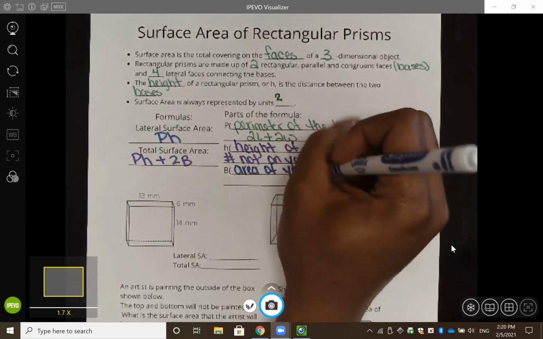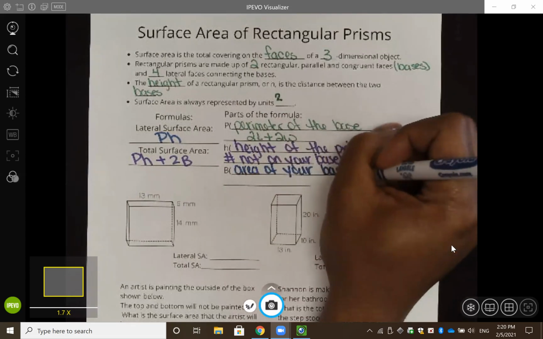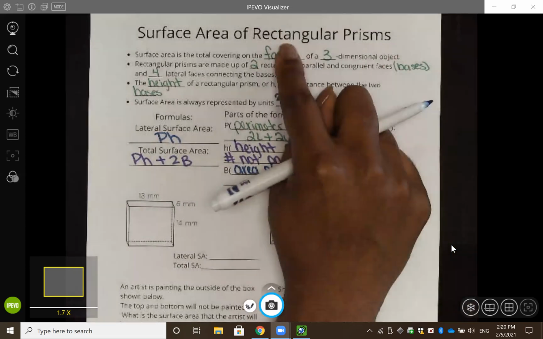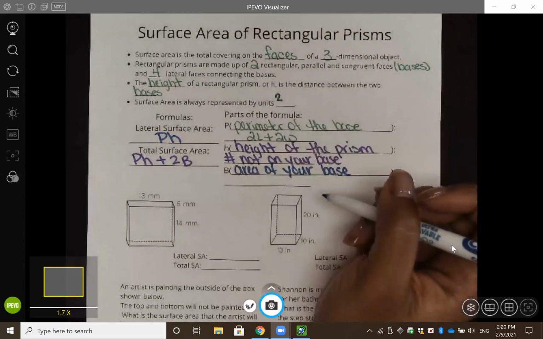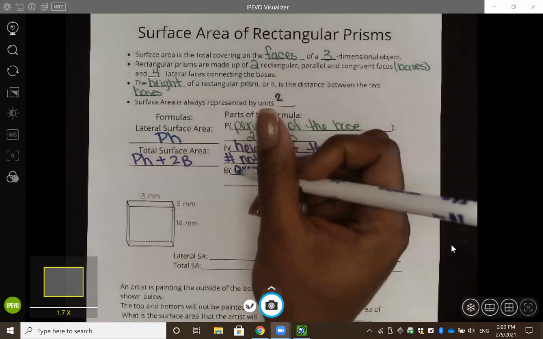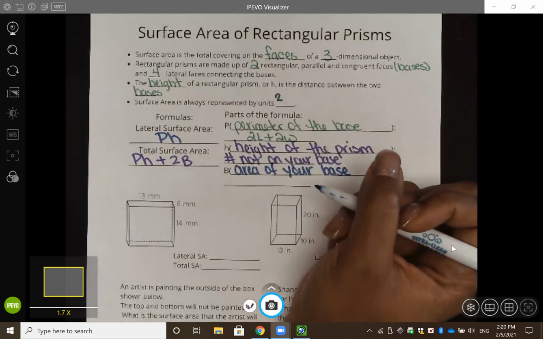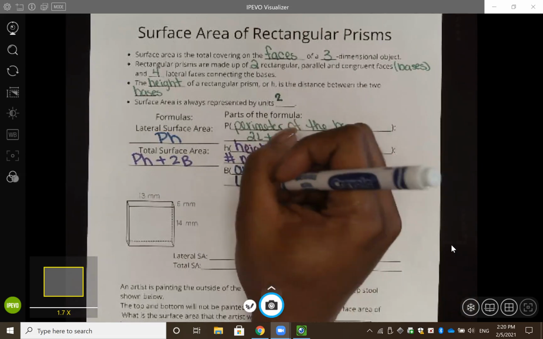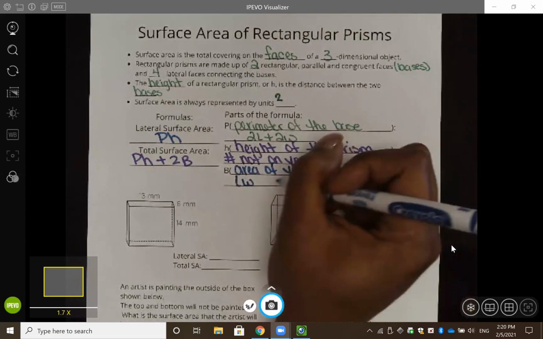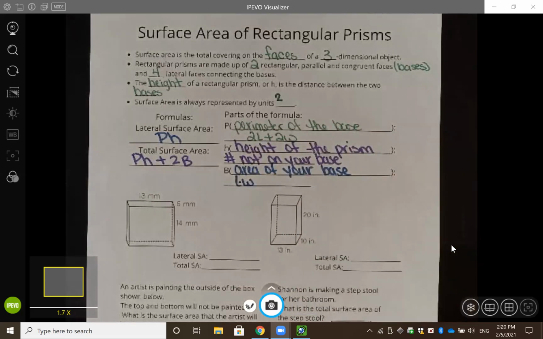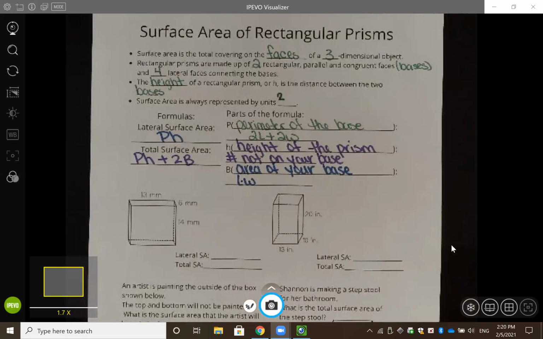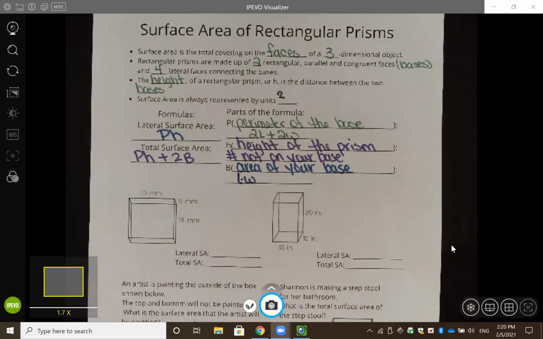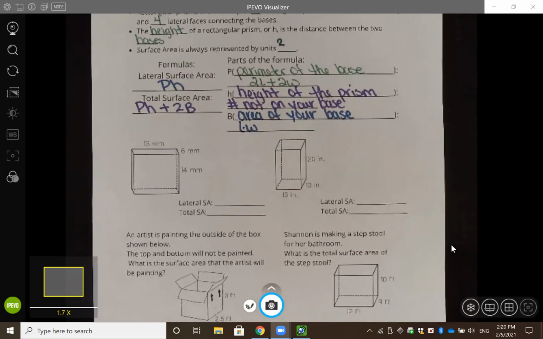And then your big B is the area of your base. And your base is always a rectangle. That's why it's called a rectangular prism. So the area of your base is the area of a rectangle, and to find the area of a rectangle, you're going to do length times width, L times W. So basically the numbers that you use up here, your length and your width. So now let's go through a practice problem.